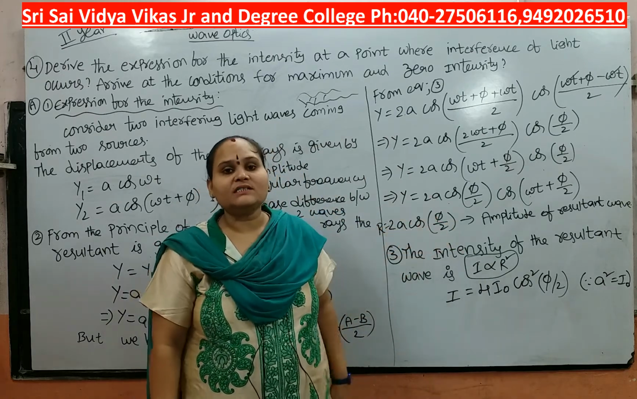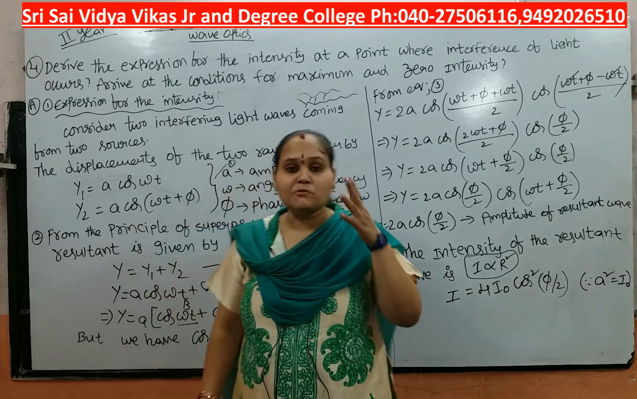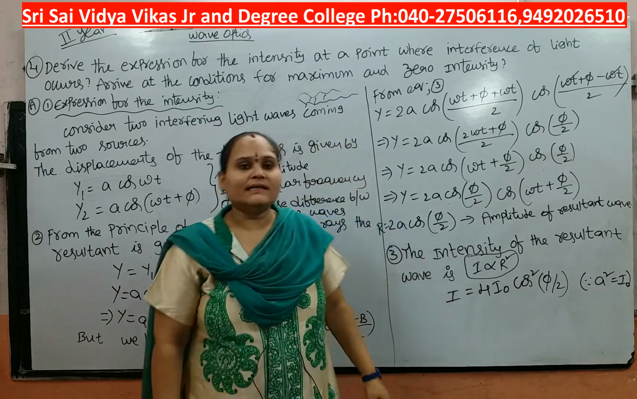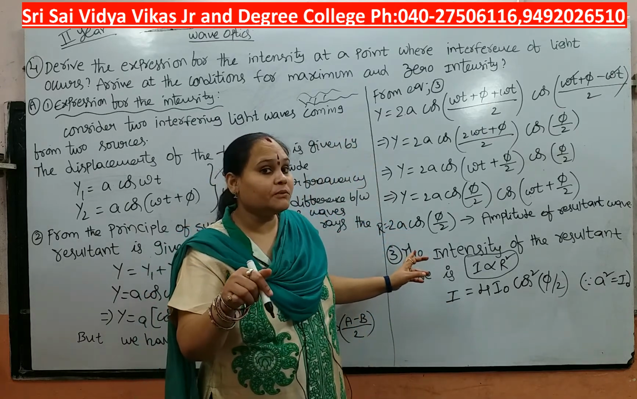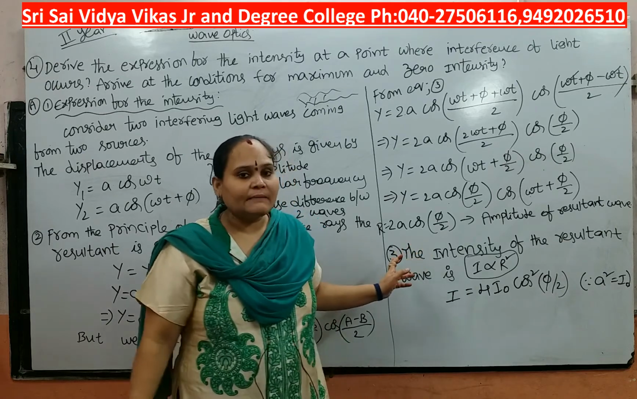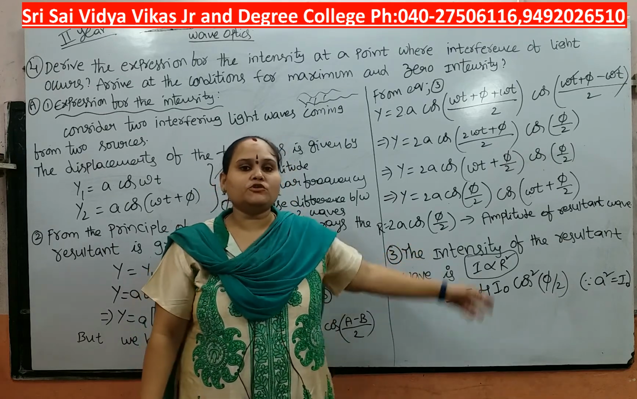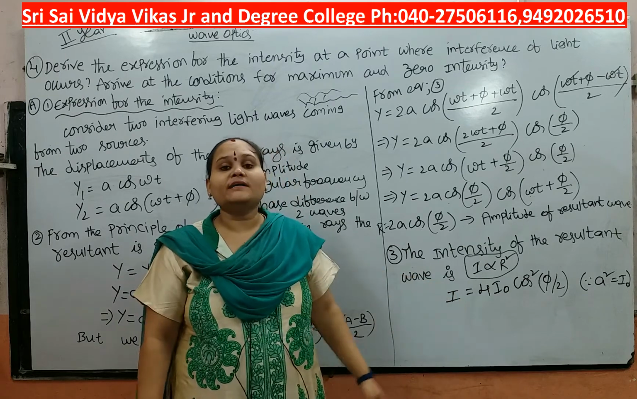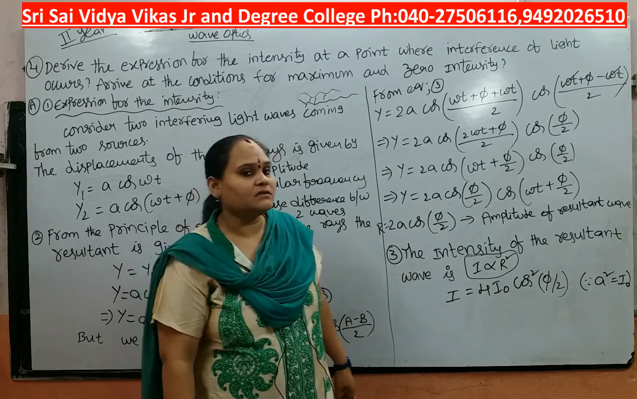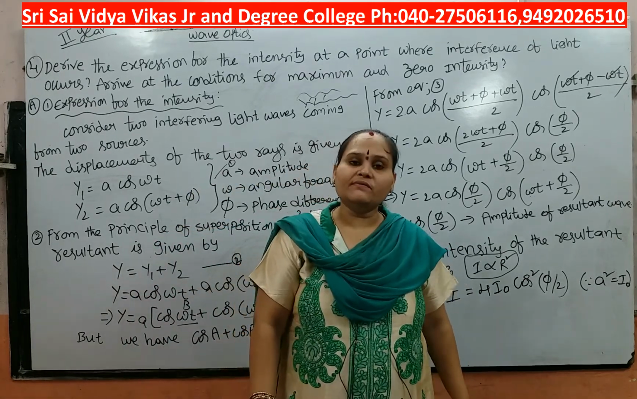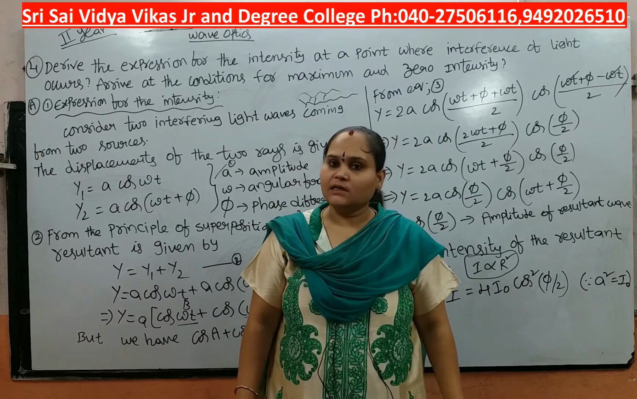By using the interference pattern, that wave displacement and amplitude are there. So the intensity is proportional to the square of the resultant amplitude. Here the amplitude will be taken as R. I is proportional to R square. I equal to 4 I naught cos square phi by 2, where I naught is nothing but a square. Now we will find the maximum and minimum intensities.